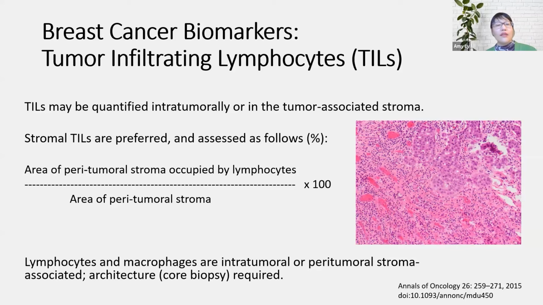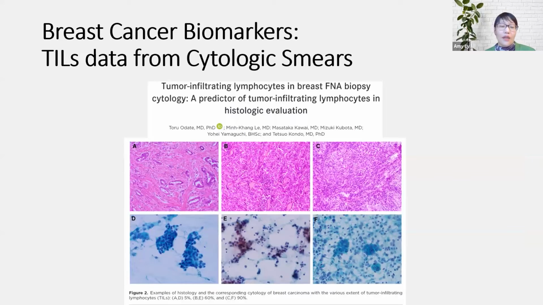So again, these lymphocytes, and some people do count macrophages, but technically lymphocytes are the only ones you should be counting. They can be intratumoral or peritumoral stroma associated, and therefore, again, architecture, i.e. core biopsy, really is required. However, an interesting study from Japan showed some promising results, as this group was able to quantify TILs on cytology smears of breast cancers with some degree of accuracy. And this would be an interesting area to explore, maybe something that AI could really help us with.